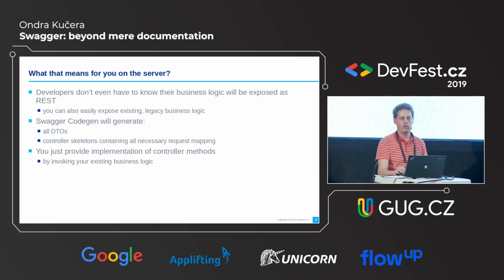It also means that if you have legacy code and you want to expose some functionality of that code via a REST API, you can easily do that, because Swagger CodeGen will generate all DTOs and all controller skeletons containing pretty much empty methods, but with all the correct request mapping and all the Java annotations and so on. And you just, quote unquote, just provide the implementation. But if you already have existing business logic, you just invoke that business logic from the controller.